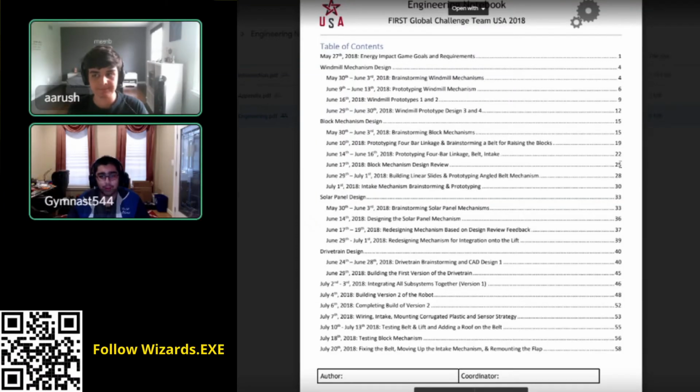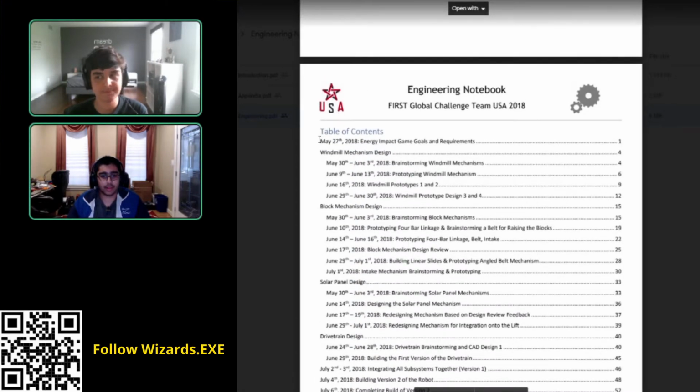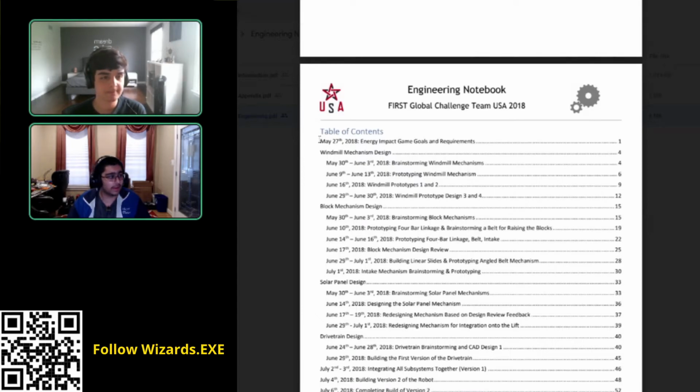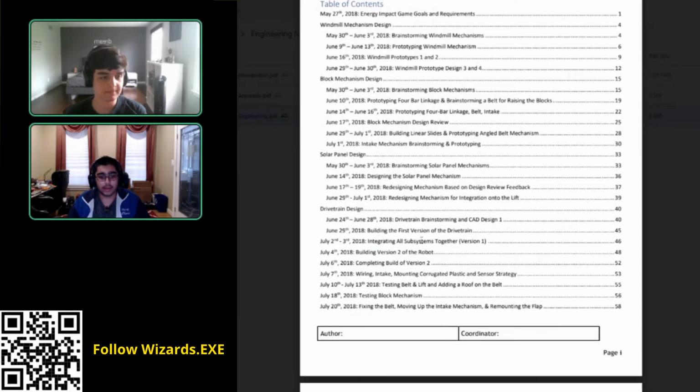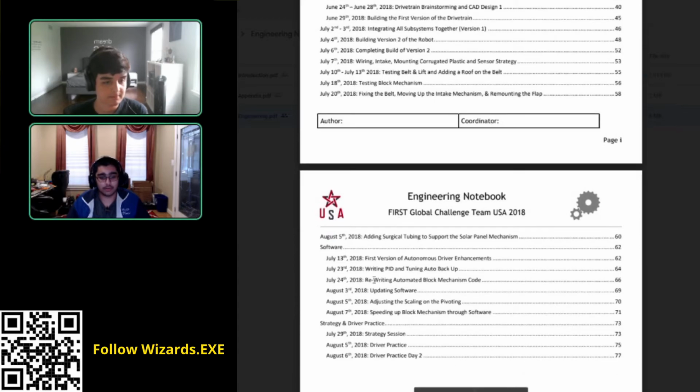So if you look at our table of contents, which goes over the structure, you'll see that we initially structured it by our first couple meetings before we broke up into subsystems, which were separate, but then we went into different subsystems. So you could see we had a couple different entries for the windmill, a couple for the blocks, a couple for the solar panel until we were done prototyping them. And then we came back for the full robot into just normal entries until we finished it all.